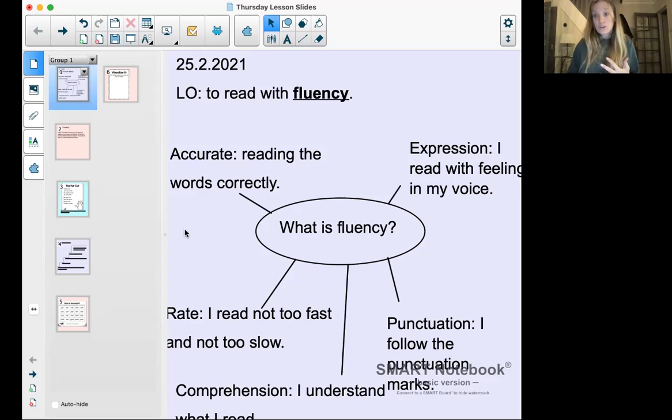And finally, the punctuation. So making sure that when we see a full stop or we see a bit of punctuation, we know that we need to take a pause and take a breath. So those are the 5 big components of fluency.